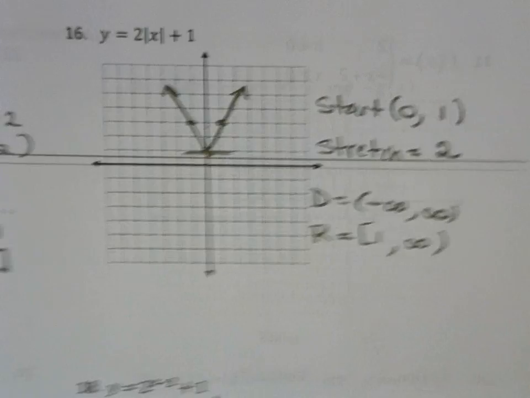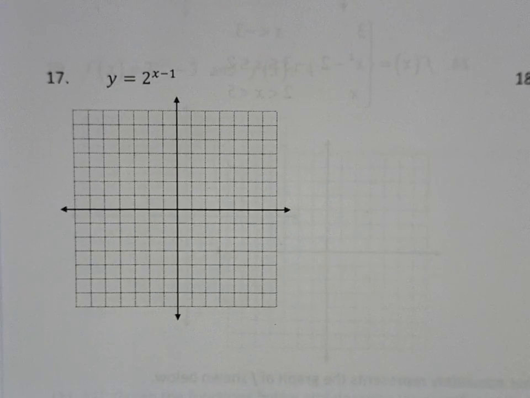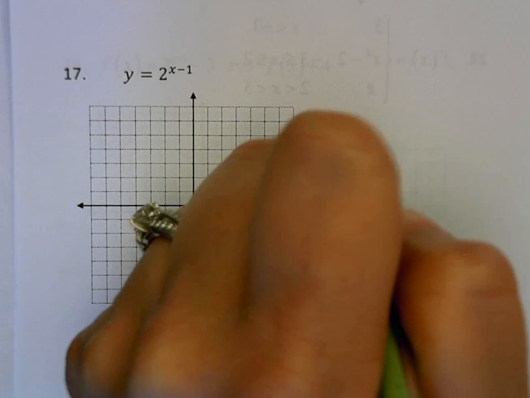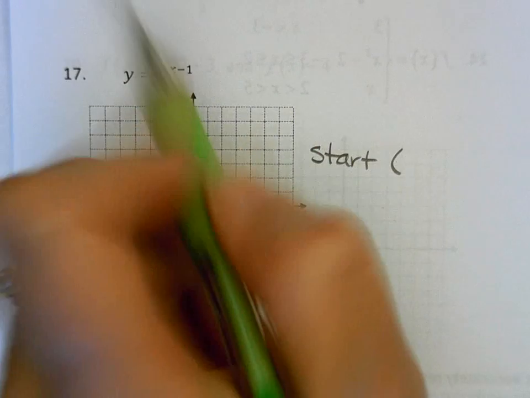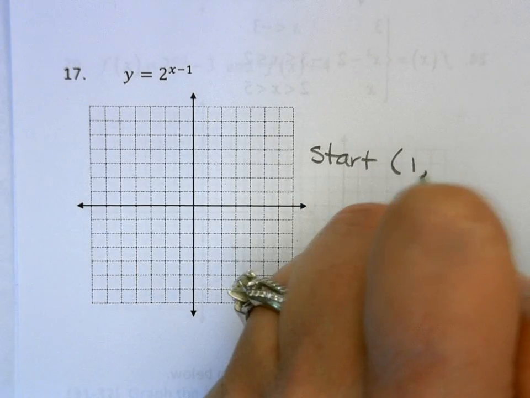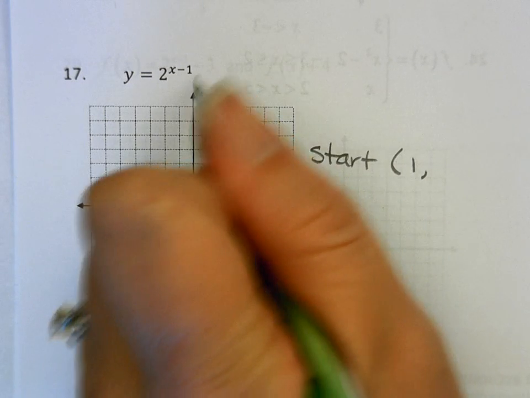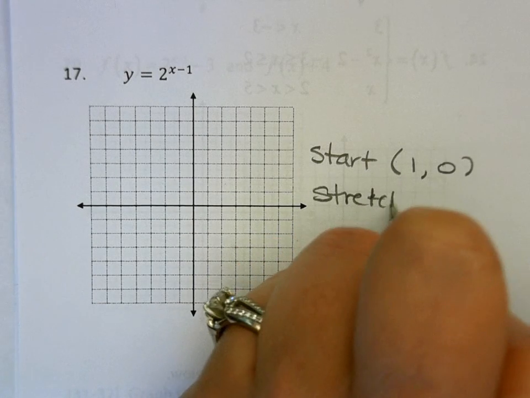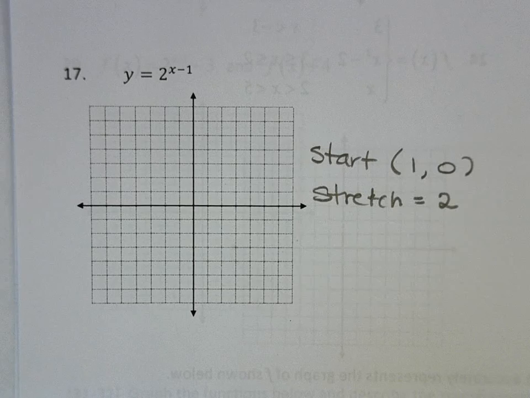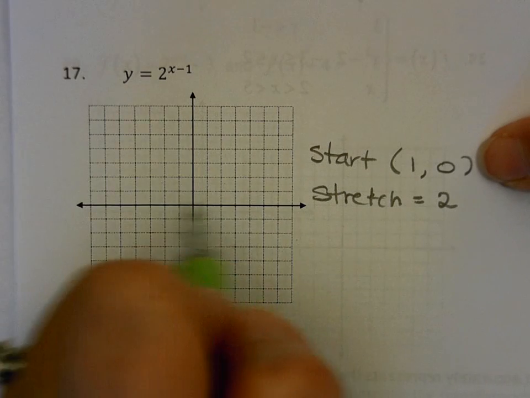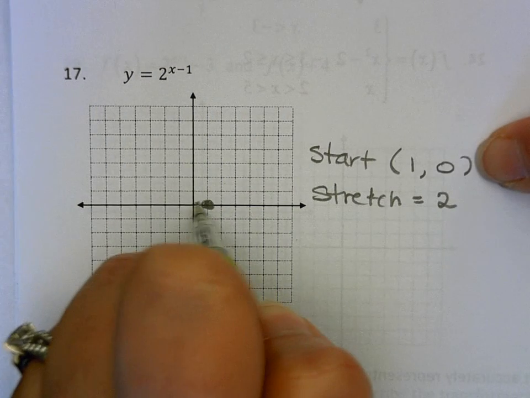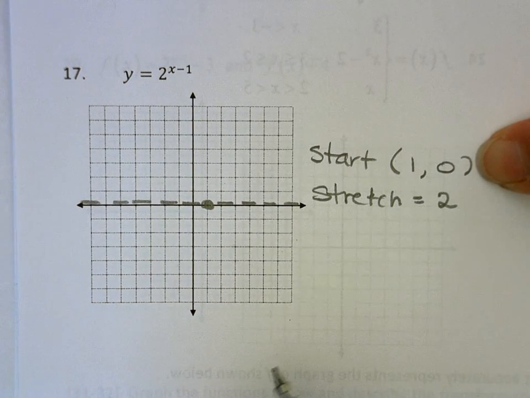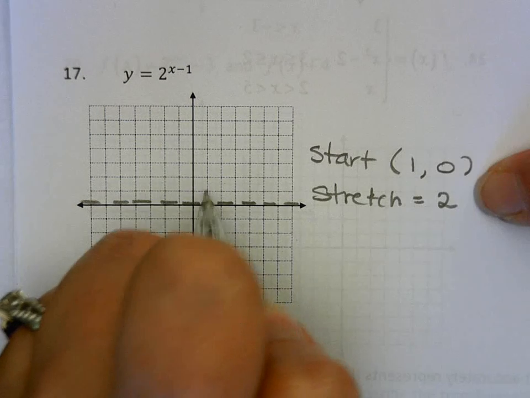All right, and then number 17. So my start is 1 up here with the x, so 1, and then nothing adjusting the y because there's no number here, so that would be 0. And then my stretch would be 2. So my start is 1, 0, so I go over 1, up 0. And there's my lower bound or asymptote. So the graph cannot go below that. And then my stretch is 2, so I'm going to go up 2 over 1.